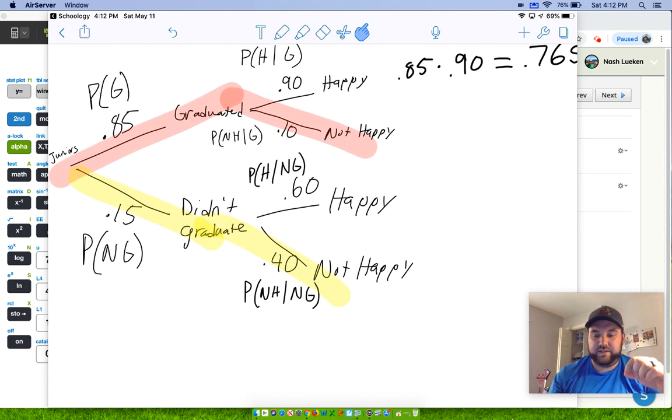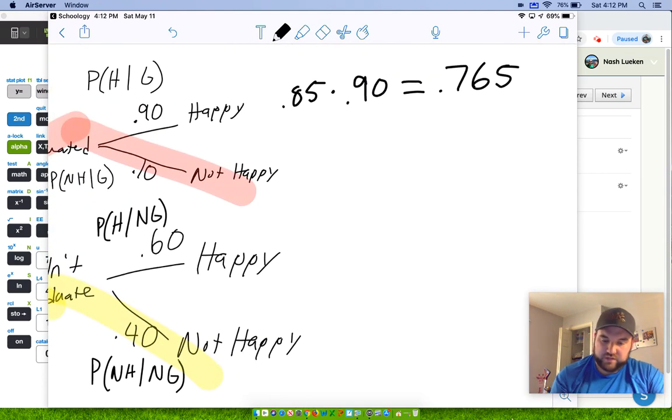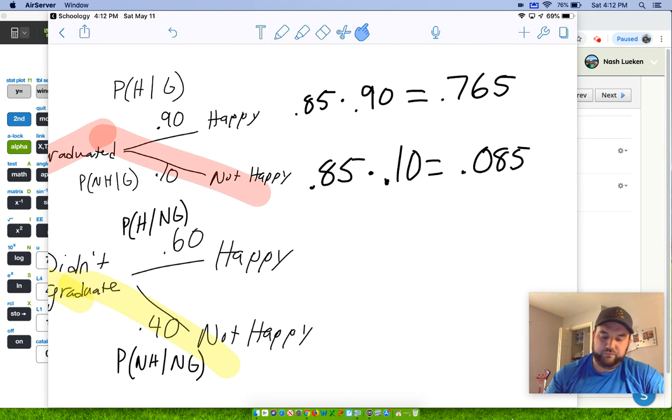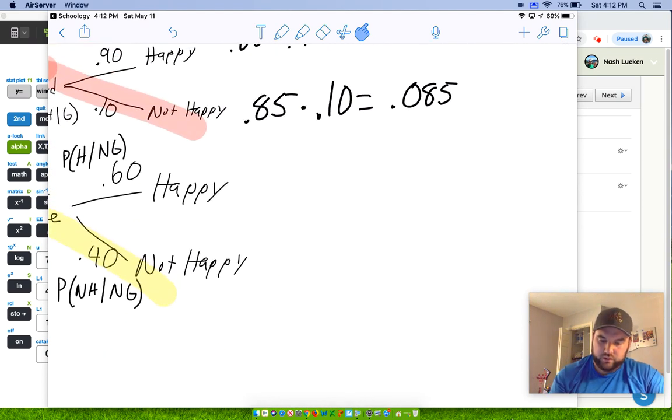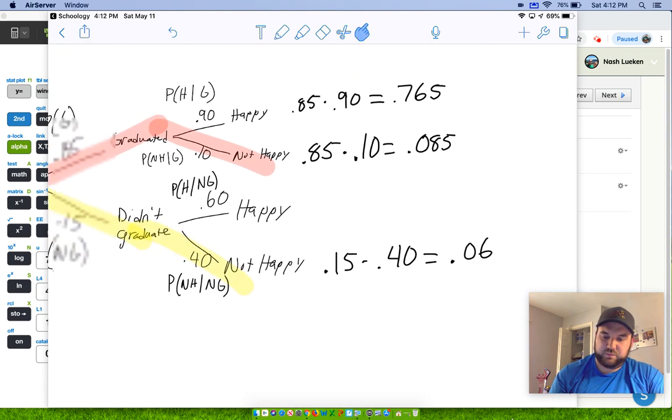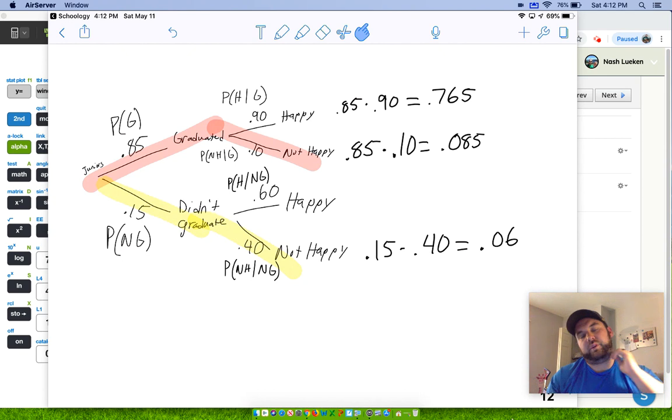Okay. And again, to get to the end of each branch or to the end of that path, I have to use multiplication. So here I'm going to take 0.85, which is the graduation probability, and multiply by 0.10. Okay, that gives me 0.085. So that's the probability that someone graduated and is not happy with their job. And then down here, I go to the 0.15 times 0.40. That gives me 0.06. So there's a 6% probability, or 0.06, that someone didn't graduate and they're not happy.